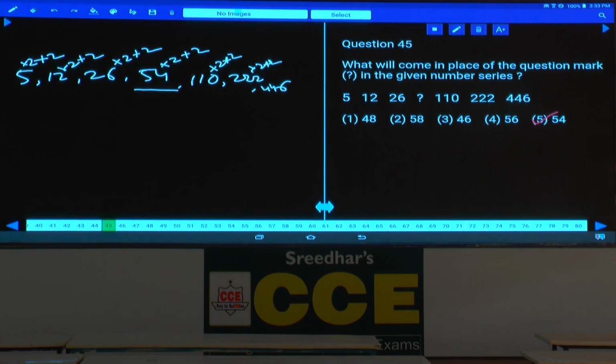Done. Now this is about question numbers 41 to 45 of paper number 36. Yes, anything else? And the next is quant.